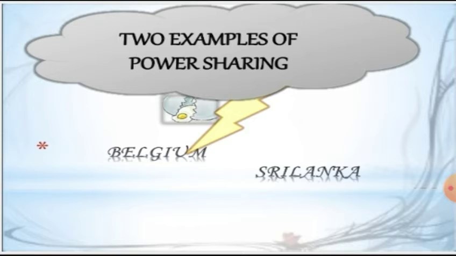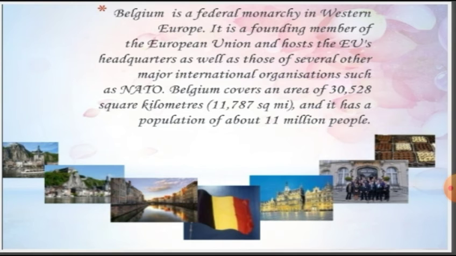Two examples of power sharing. As I have told, there are two examples of power sharing, how power was shared in countries like Belgium and Sri Lanka. Belgium is a federal monarchy in Western Europe. It is a founding member of the European Union and hosts the EU's headquarters as well as those of several other major international organizations such as NATO. Belgium covers an area of 30,528 square kilometers, and it has a population of about 11 million people.